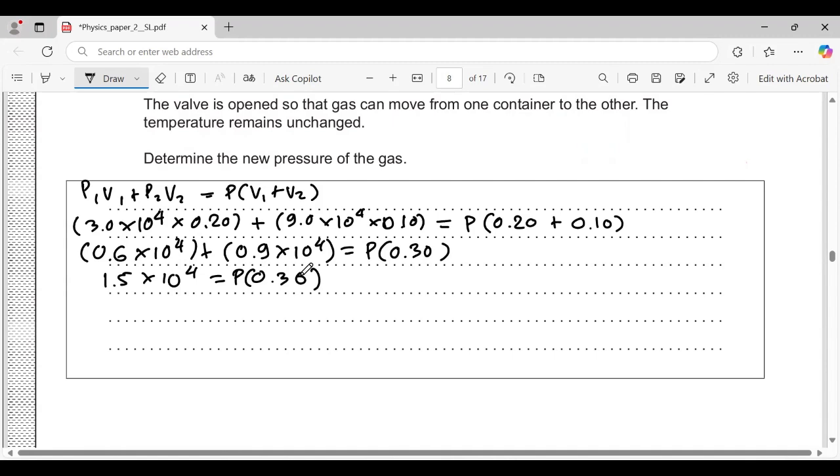So we can determine P as 1.5 over 0.30, times 10 power 4, or this is 5.0 times 10 power 4 Pascal.